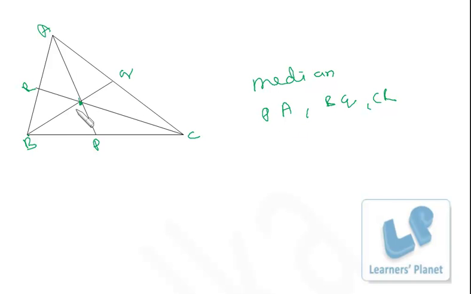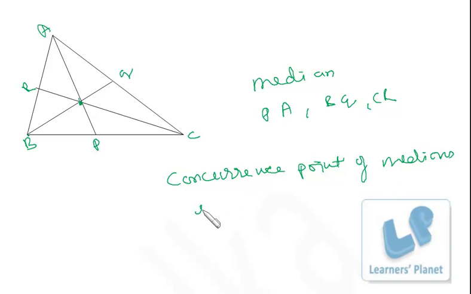Now one important thing, as in the previous case when we discussed altitude, the concurrence point of all the altitudes is the orthocenter. Similarly, the concurrence point of all the medians is known to be the centroid, right? Concurrence point of medians is centroid. Okay, so this is what a centroid is.